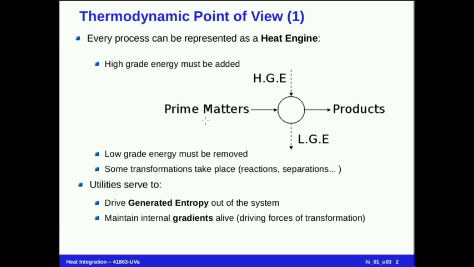Our plants normally take raw matter and through some transformation, reaction, separation, and so on, we arrive at some products. This is the normal way. But imagine a more general concept. For example, the human body works on high-grade energy, that is food, and leaves some low-grade energy, that is waste heat, through our skin, and produces some transformation: speaking, thinking, moving, and so on.